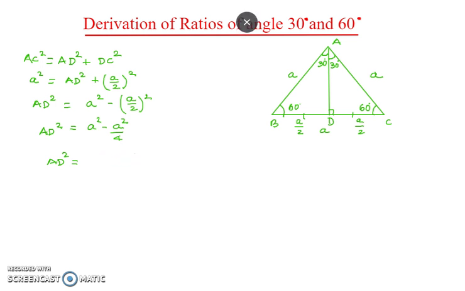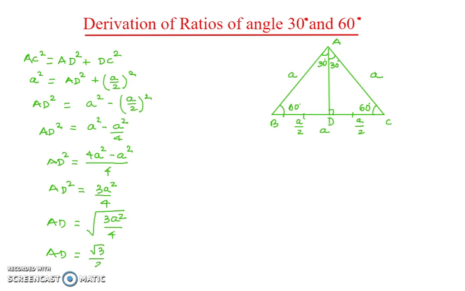So this you will get as 4, the denominator will be 4, and this is nothing but 4A square minus A square. So that is nothing but AD square as 3A square upon 4, right? So now AD is equal to under root of 3A square upon 4, or you can simplify it as AD equals root 3 upon 2 times A, right? So your height AD is equal to root 3 upon 2 times A.